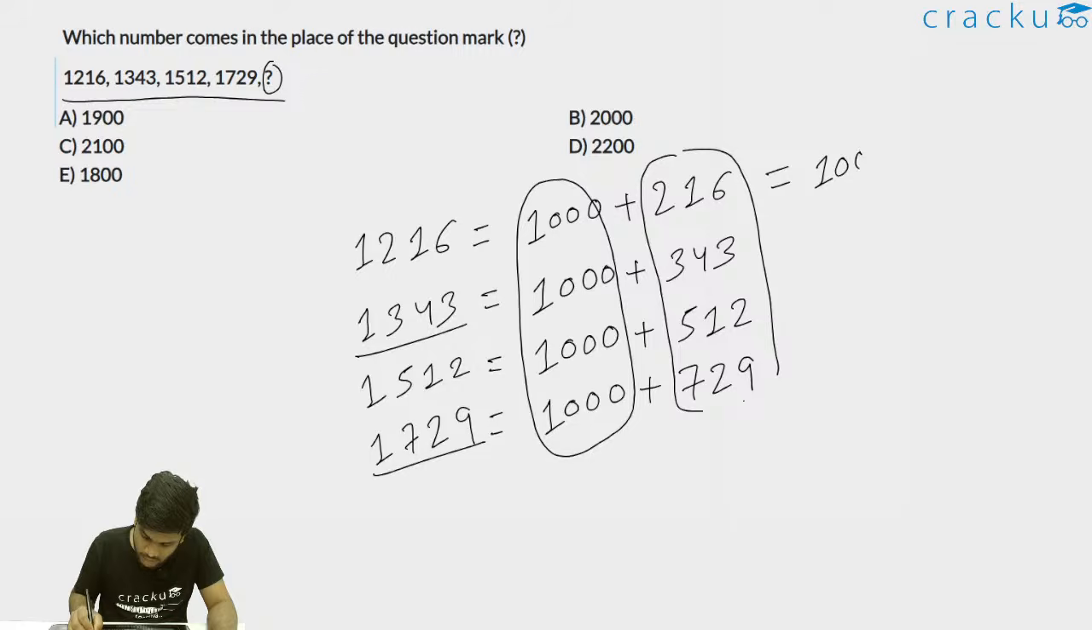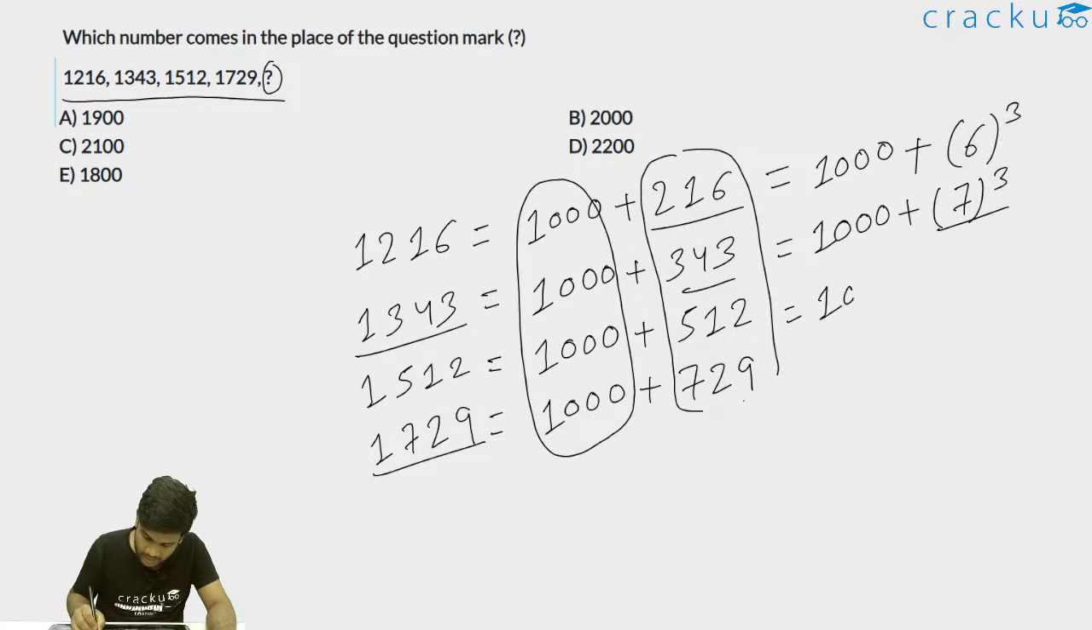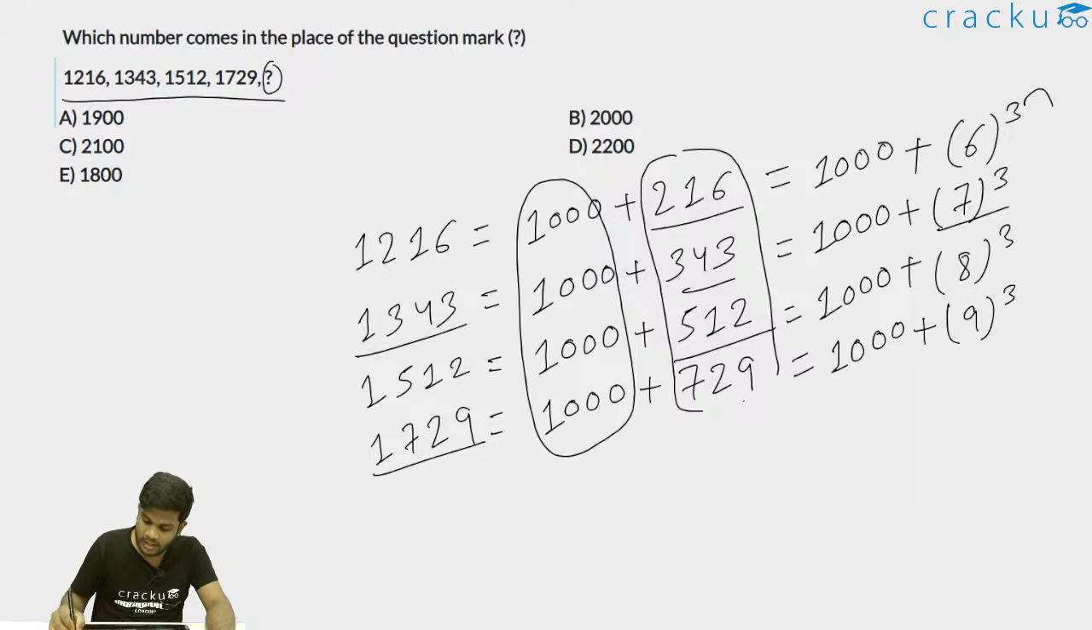So here 216 is nothing but 6 cube. When we multiply 6 three times, 6 into 6 is 36 and 36 into 6 is 216. Similarly, in the next one, 7 cube, so 7 into 7 is 49 and 49 into 7 is 343. So it comes as 7 cube. In the third number, 1000 plus 512, 512 is nothing but 8 cube. And similarly here it is 1000 plus 9 cube. So this is the pattern which is followed in each one of the numbers.